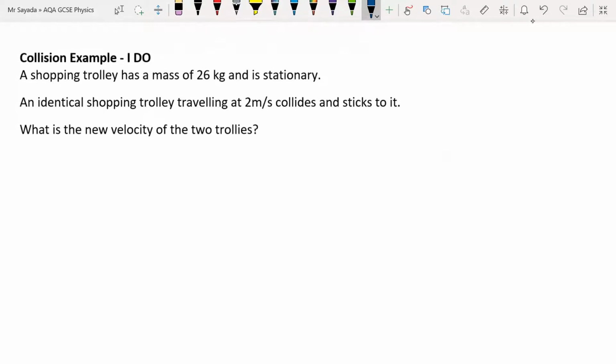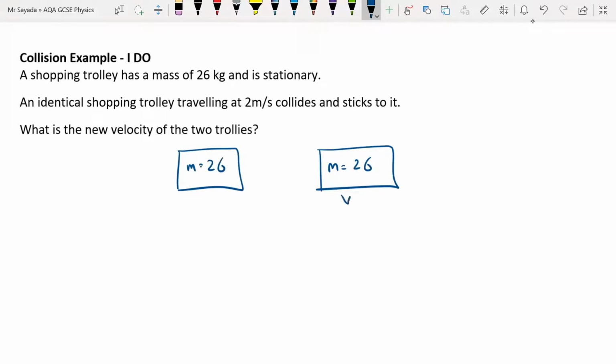So I'm going to start by drawing a diagram. So I've got 2 trolleys and they're identical. So they both have a mass of 26 kilograms. But this one over here is stationary, so V is 0. This one over here is moving at 2 meters per second. I'm going to call this before, because this is before they've collided.